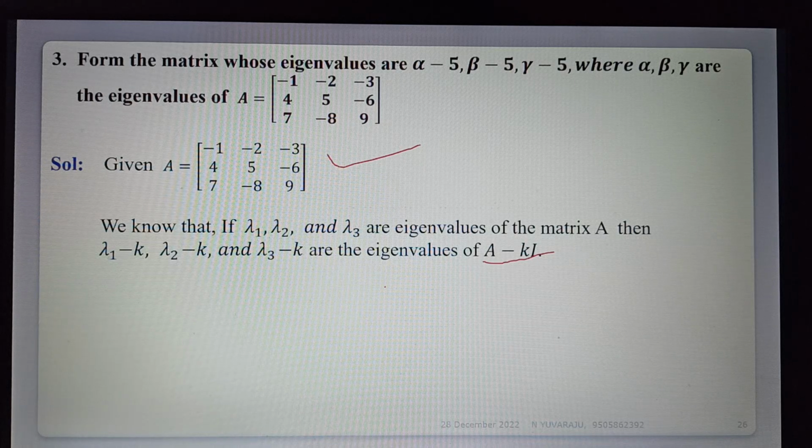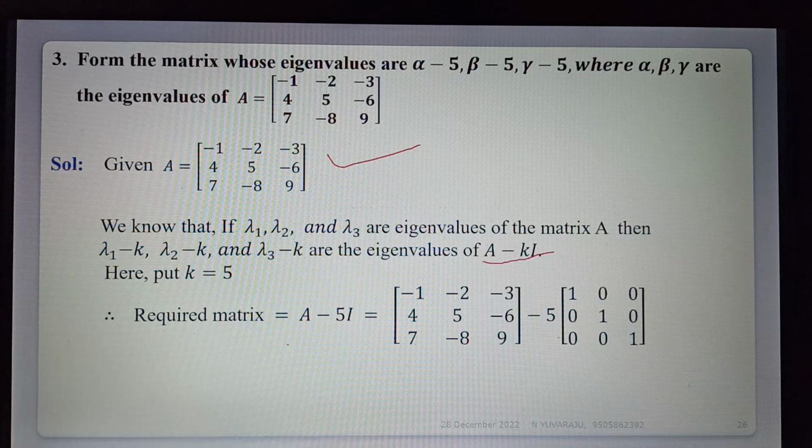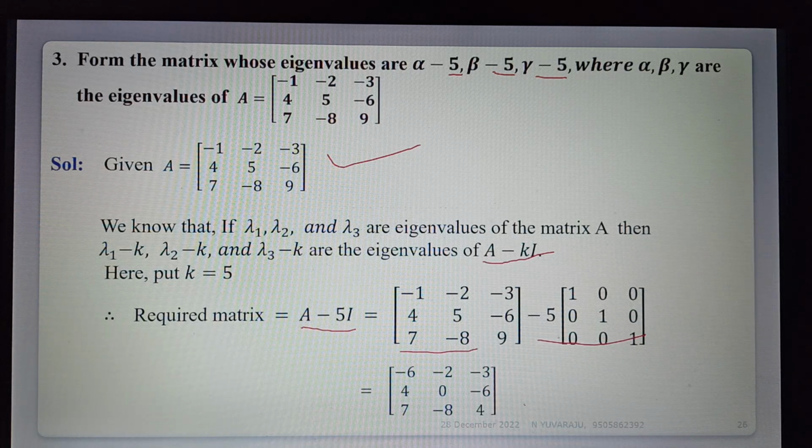Already we discussed this in the properties, there is a polynomial. So where k is equal to 5, the required matrix is A minus 5I, that is A minus kI. K is equal to 5 here as given. This is alpha, beta, gamma, that is lambda 1, lambda 2, lambda 3. So that is equal to A minus 5 into I. So the simplification is minus 6, minus 2, minus 3, 4, 0, minus 6, 7, minus 8, 4. This is the required matrix.